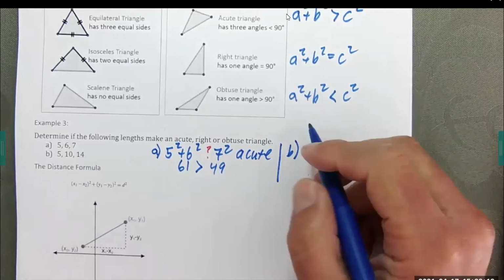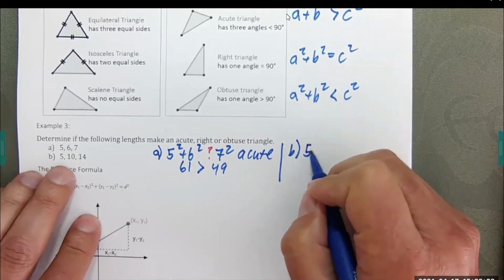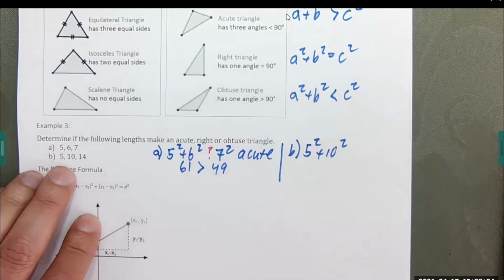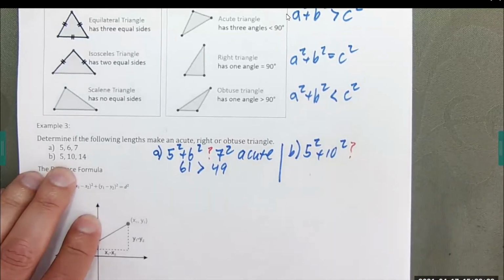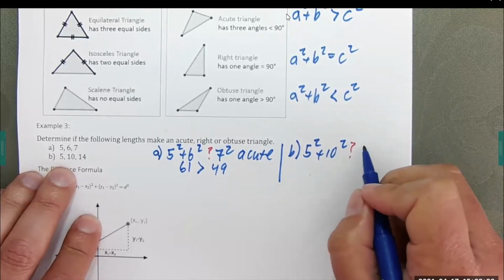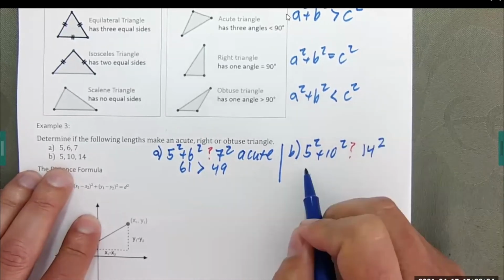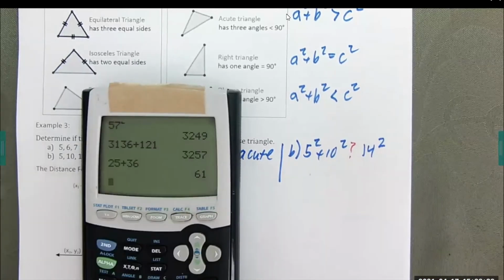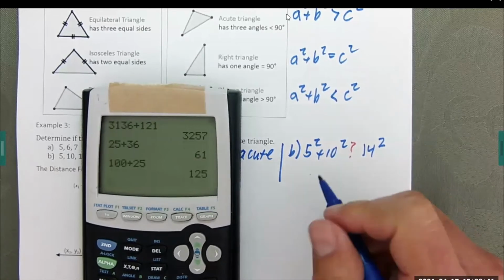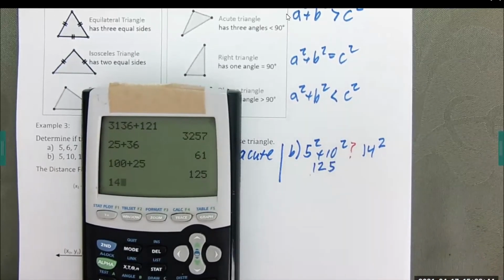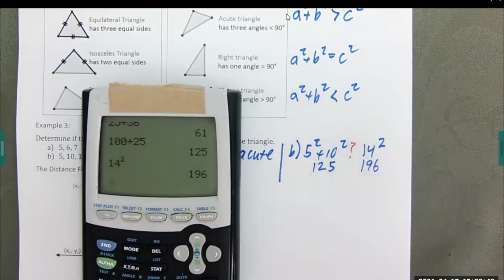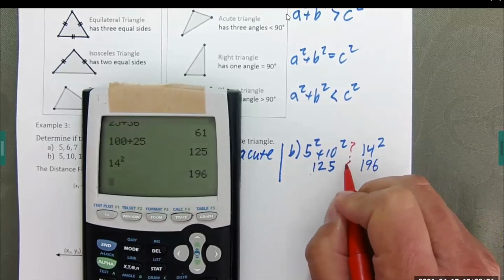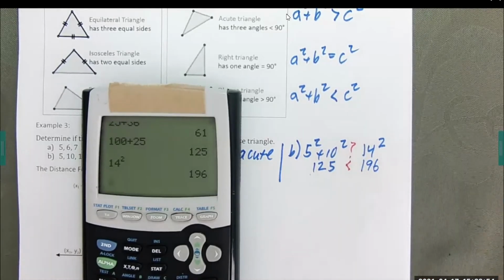Let's see what happens here. We have 5 squared plus 10 squared, then we have our big question mark, then we have 14 squared. And I know that's 25 plus 100 is 125. 100 plus 25 is this side, 125. And 14 squared is 196. So this is definitely less than, which means it's obtuse.